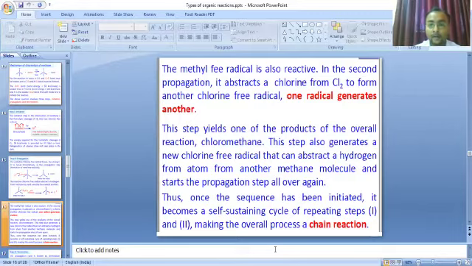Hence, once the sequence has been initiated, it becomes a self-sustaining cycle of repeating steps 1 and 2, making the overall process a chain reaction. So this is the chain reaction.